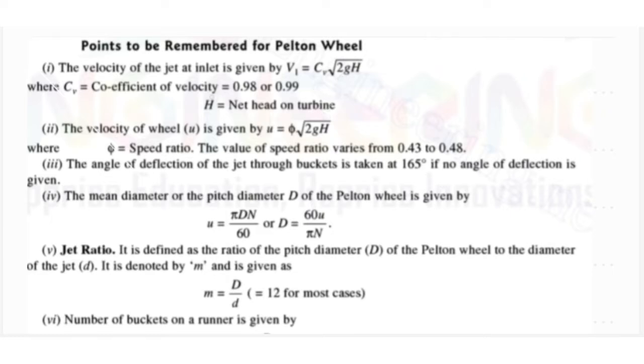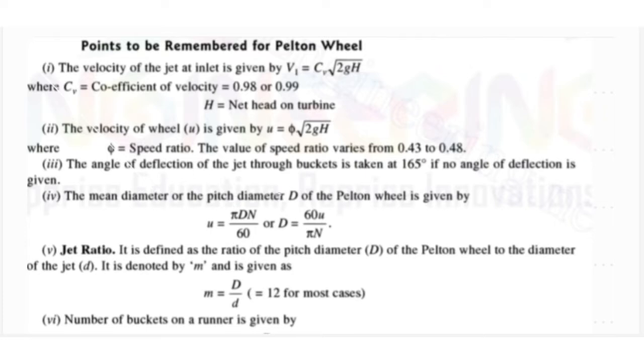So here Cv is equal to coefficient of velocity. That is taken as either 0.98 or 0.99, and h is equal to net head on turbine, that will be given. Second one is the velocity of wheel, that is u, given by the formula u is equal to phi into root 2gh, where phi is equal to speed ratio. The value of speed ratio varies from 0.43 to 0.48.